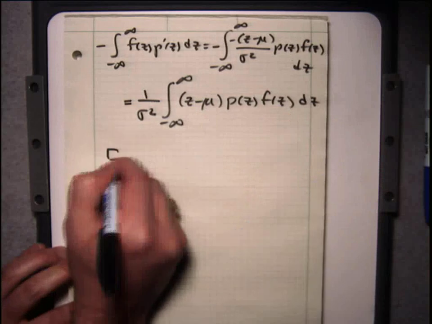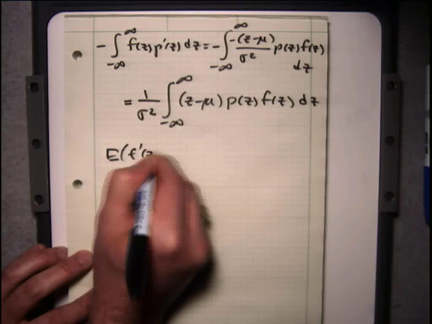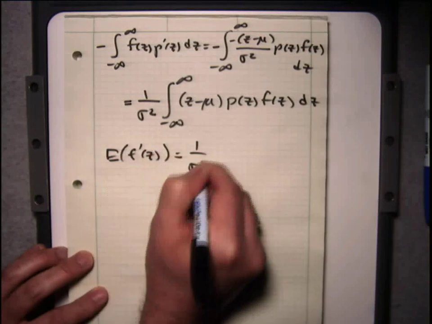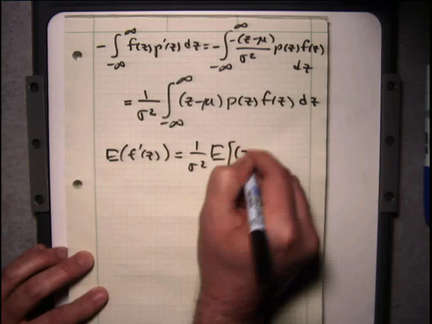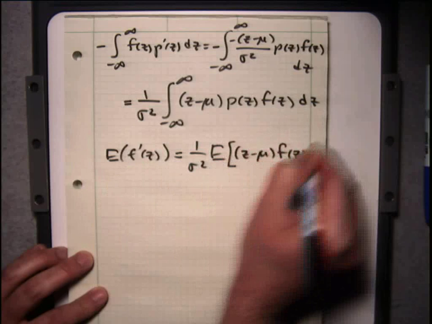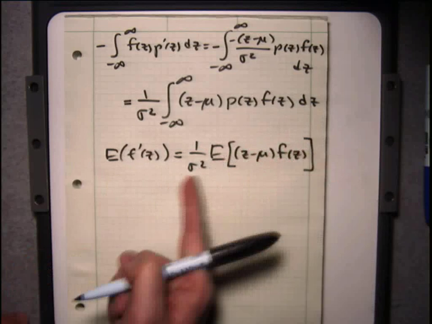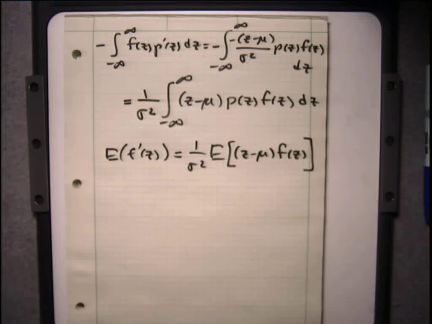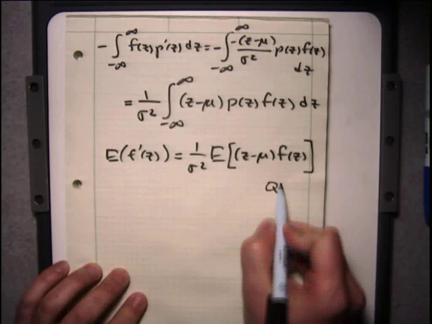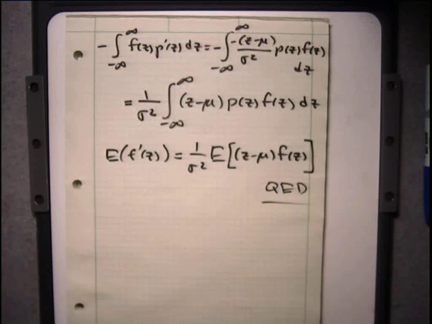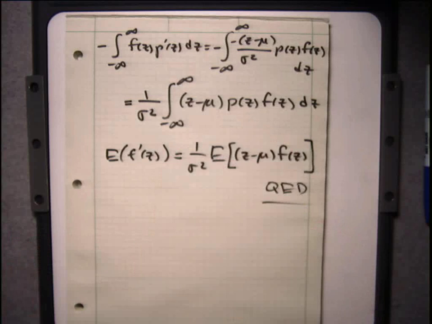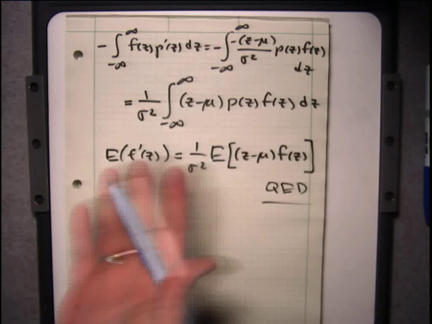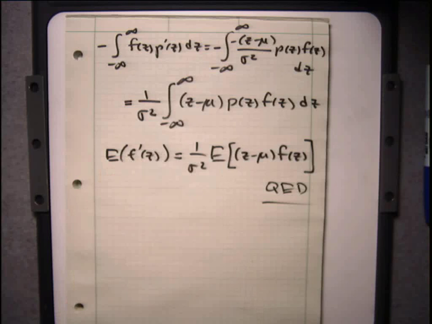So this says the expected value of f prime of z is 1 over sigma squared times the expected value of z minus mu times f of z. Put the sigma squared on the other side, QED, you're done. The proof is over. So what did we use? Integration by parts. It's so simple.